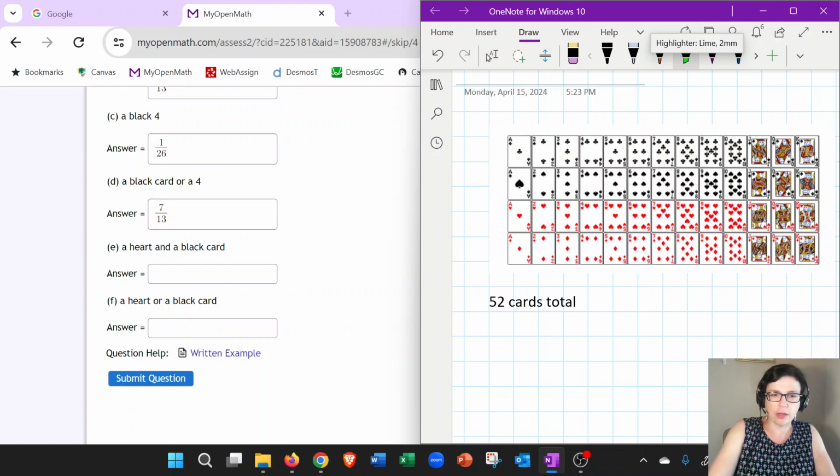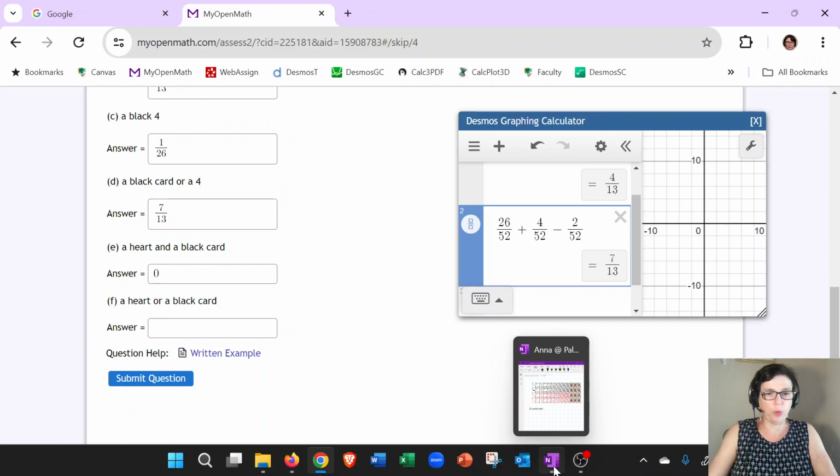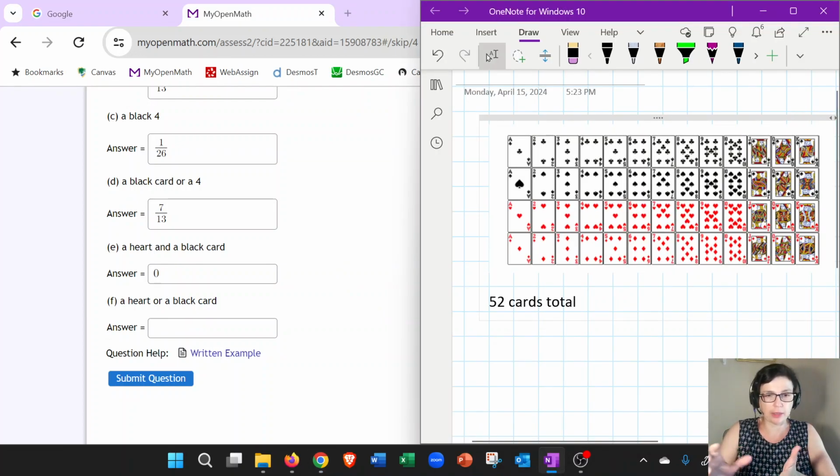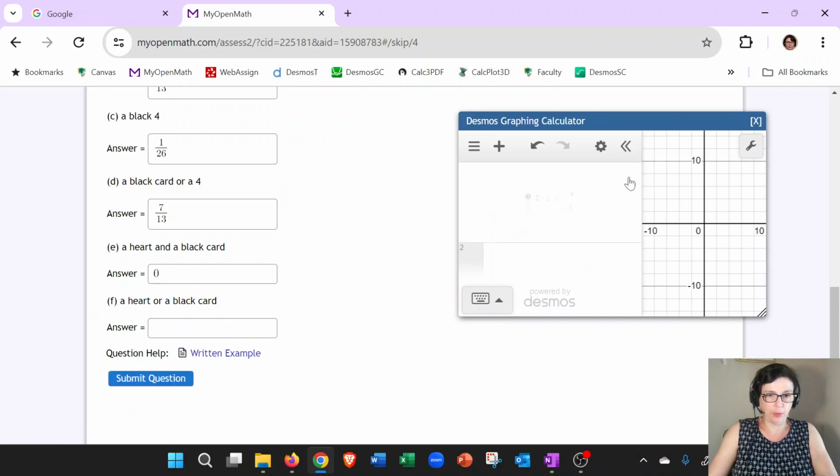Well, a heart is red and it's not possible for it to be black. So actually, this is just going to be 0. So a heart and a black card are what we call mutually exclusive. They cannot happen together. And so for the last part, this is where we can use the additive rule for mutually exclusive events. So this is just the probability of heart plus the probability of a black card. And that's it. We don't have to subtract anything because the overlap is just 0. It's not possible for it to be both.